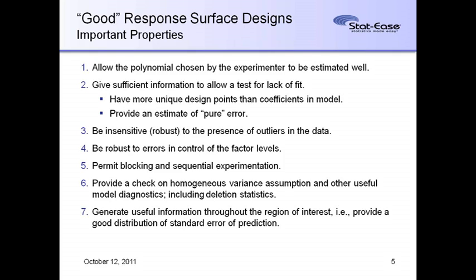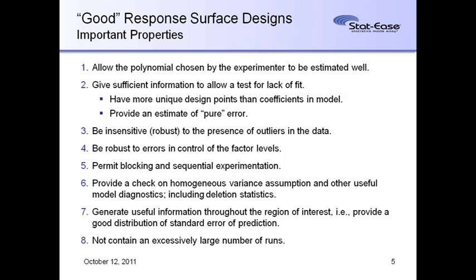We'd like to generate useful information throughout the region of interest. In other words, we'd like to be able to get good predictions in the region we're studying, so we can look at the standard error of prediction as one measure of how good the design is. The smaller those standard errors are, the better, and the more constant the standard error of prediction is throughout the region we're interested in, the better. So we'd like them to be low and flat. Then, of course, I'd like to do enough runs to get those properties that are essential to having a good design, but I don't want to do an excessively large number of runs.